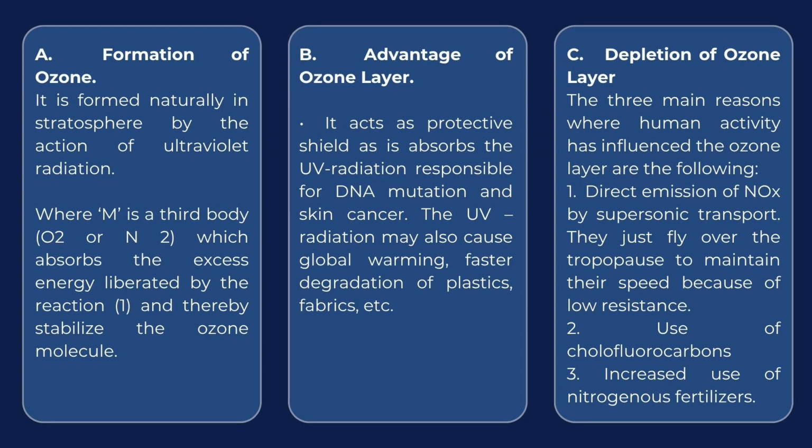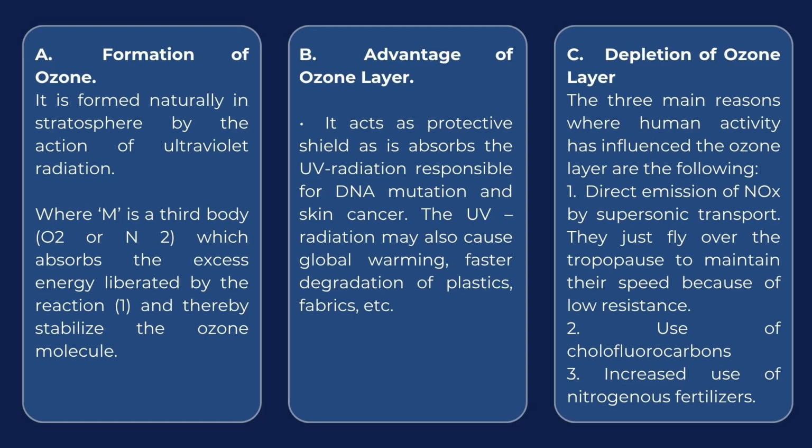So, ang una natin is ang formation of ozone. It is formed naturally in the stratosphere by the action of ultraviolet radiation, where M is a third body which absorbs the excess energy liberated by the reaction and thereby stabilizes the ozone molecule. B. Advantage of ozone layer. It acts as a protective shield as it absorbs the UV radiation responsible for DNA mutation and skin cancer. The UV radiation may also cause global warming, faster degradation of plastics, fabrics, etc.